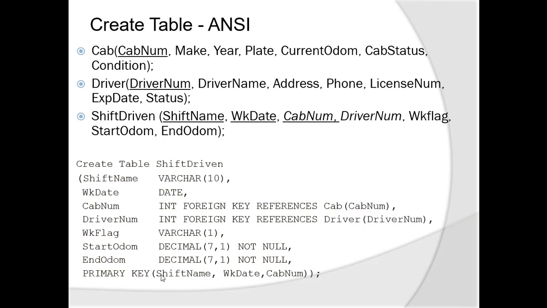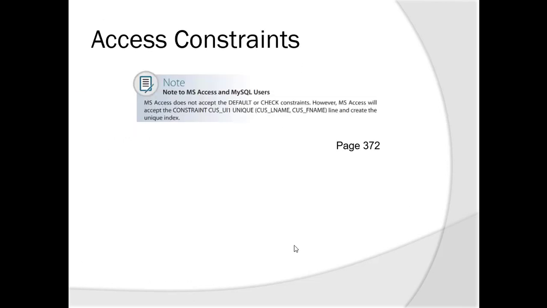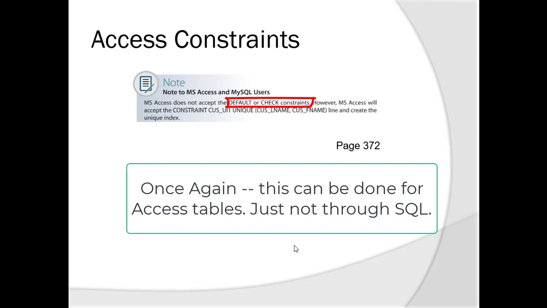The syntax of these constraints allows you to assign names to the constraints. I did not do that here, so we'll have some in future examples. Also notice that with the decimal ANSI standard, you're going to indicate how many total digits there are in the decimal, and the second one is how many will be to the right of the decimal place. From the textbook, MS Access does not accept the default or the check constraints.